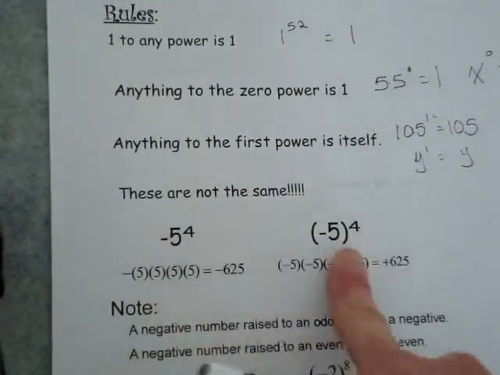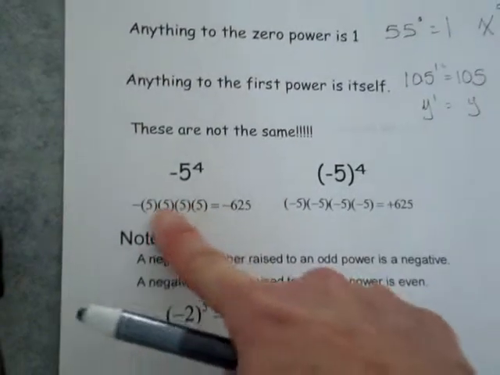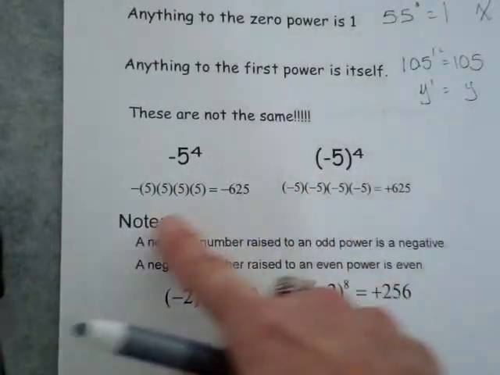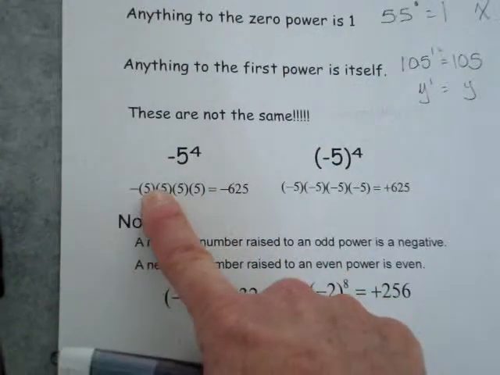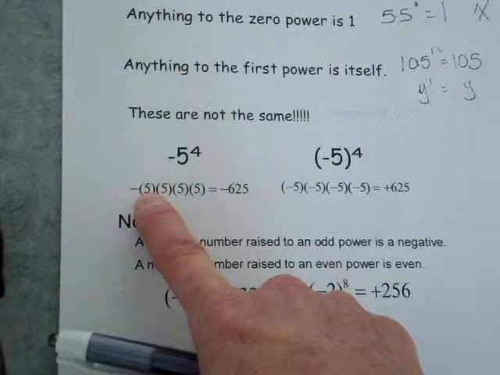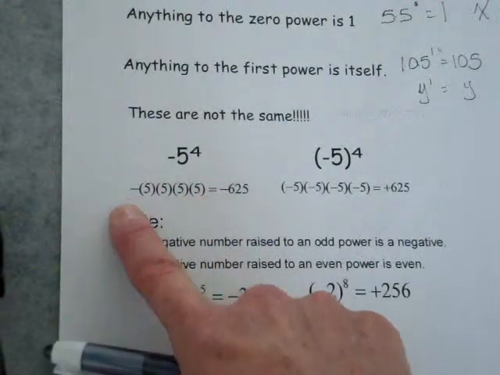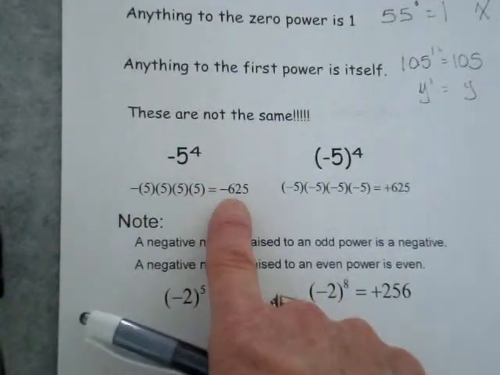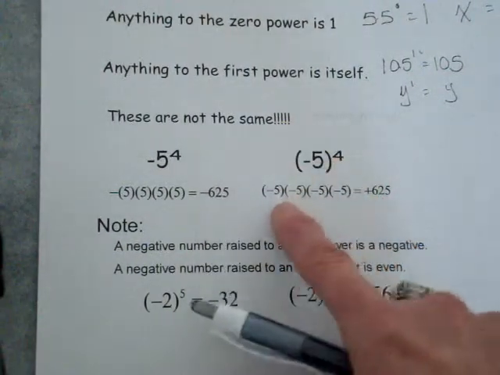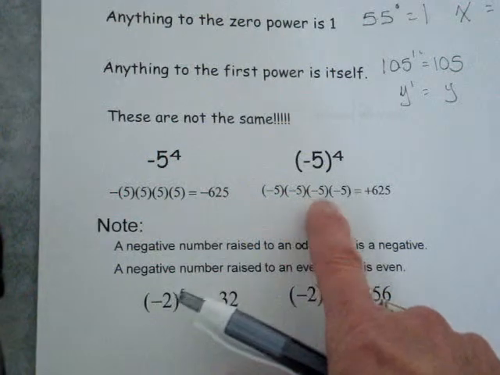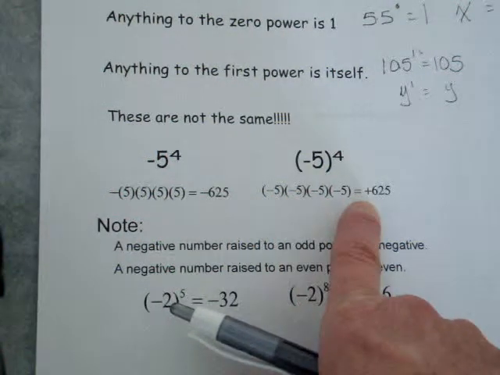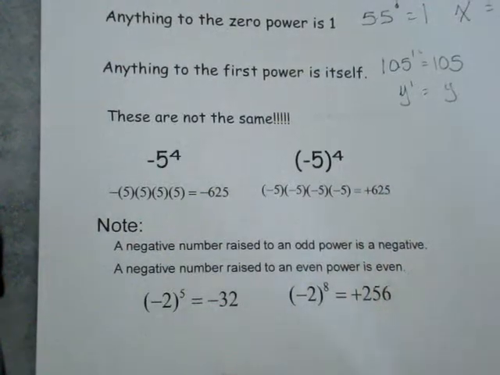Again, note that these two are not the same. The presence of parentheses or not parentheses mean different things. So this means I'm taking the opposite of 5 to the 4th, and it's the 5, only the 5, that's repeated 4 times, and that negative is on the outside to make it a negative 625. Negative 5 in parentheses raised to the 4th means that it's negative 5 times negative 5 times negative 5 times negative 5. And when you have 4 negatives in a row, that is a positive 625.